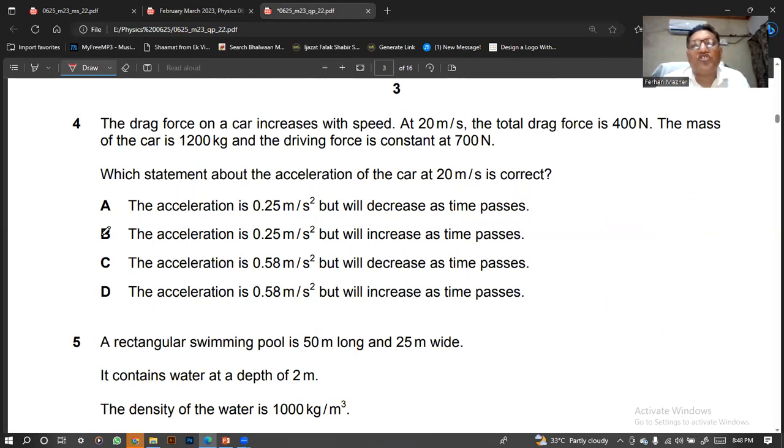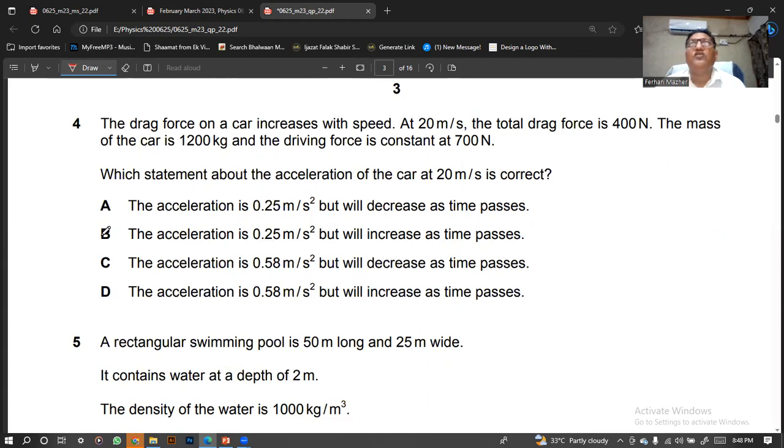The drag force on a car increases with the speed. At 20 meters per second, the total drag force is 400 newton. The mass of the car is 1200 kg and the driving force is constant at 700 newton. Now you see the 700 newton is the driving force, which is constant, and throughout our observation that will remain constant. The drag force is 400 newton.